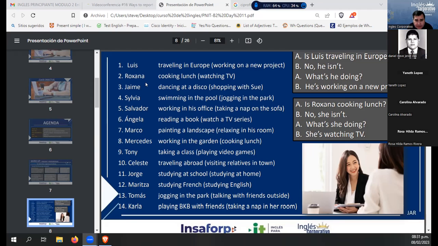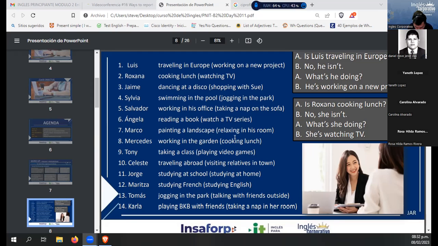Pero ese es Jaime. Ese es Jaime. Ah, exacto. Sí, perdón. Ahí está haciendo Roxana. She's watching TV. Ajá. Ok. Is Jaime dancing at a disco? No, he isn't. What's he doing? He's shopping with Sue. Okay.